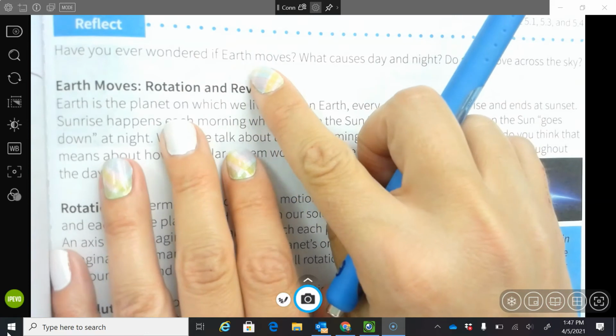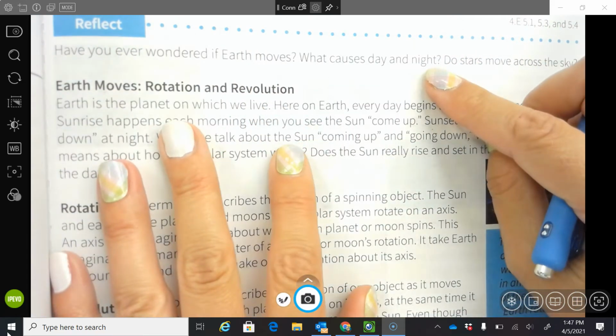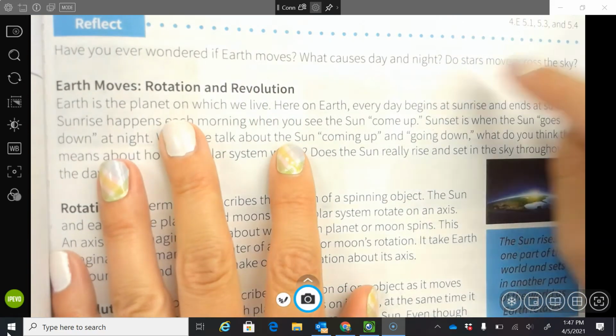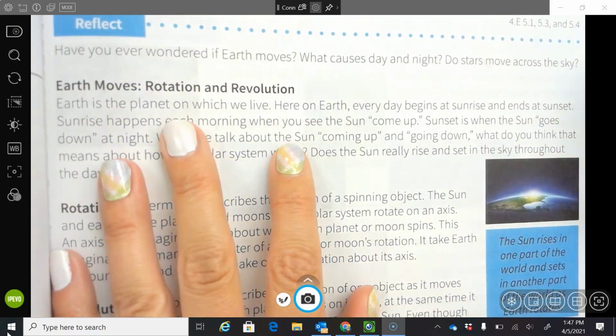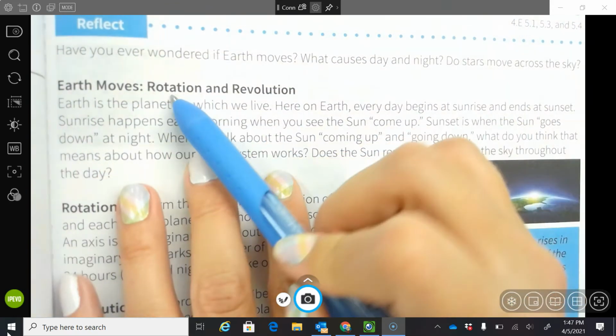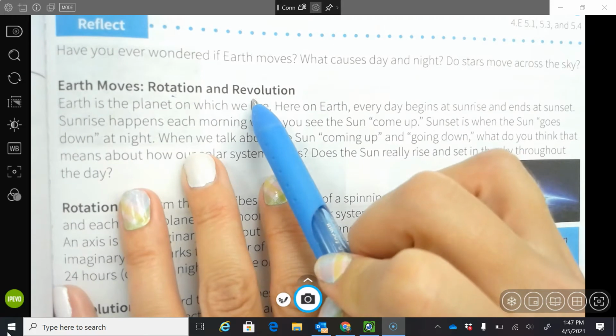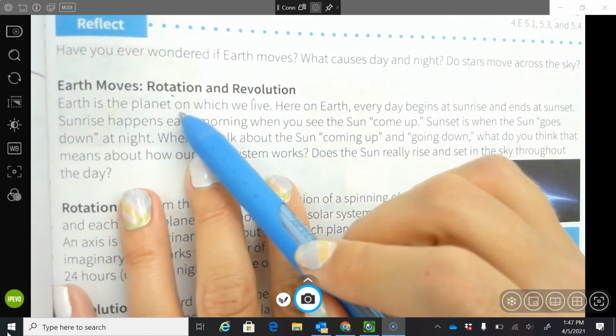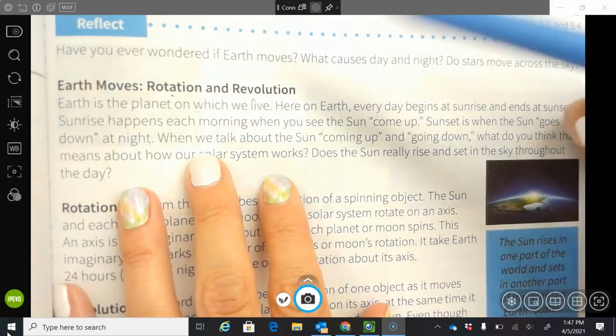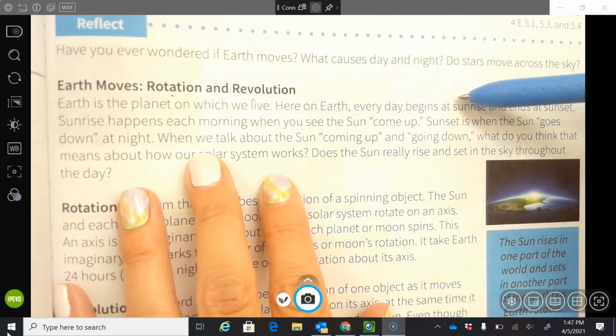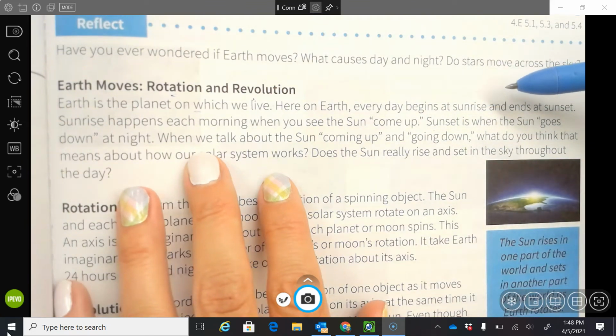Have you ever wondered if Earth moves? What causes day or night? And do stars move across the sky? Rotation and revolution. Earth is the planet on which we live. Here on Earth, every day begins at sunrise and ends at sunset.